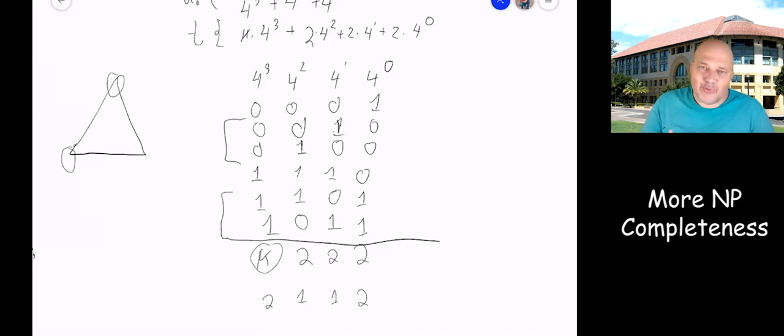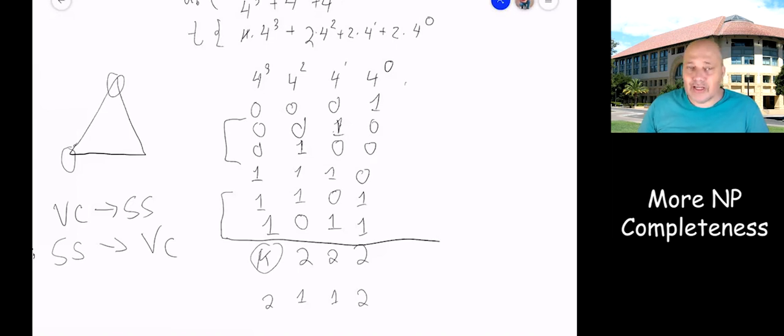So that's one direction. This showed me that every vertex cover implies a subset sum. And now I want to say also that every subset sum will imply a vertex cover. The reason for that is that I look at the numbers I collected. I will look at the vertices that they touch. These vertices are going to be a vertex cover.